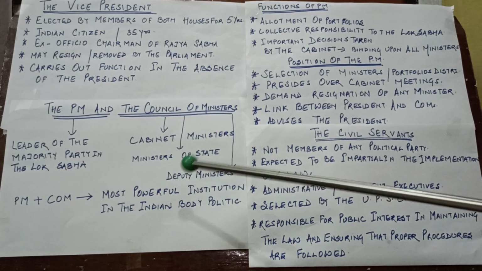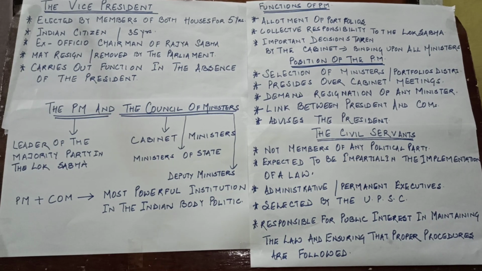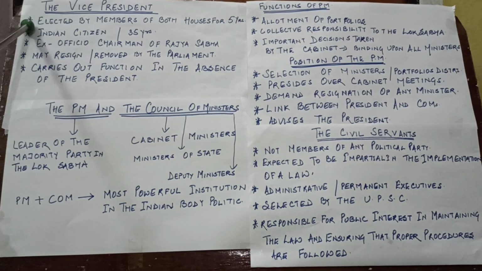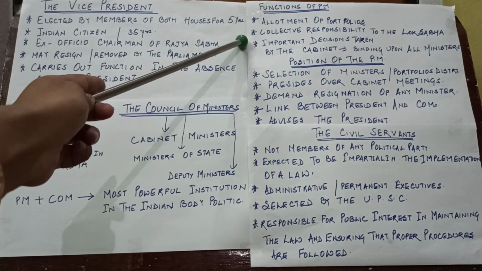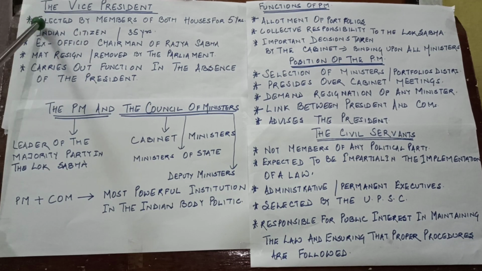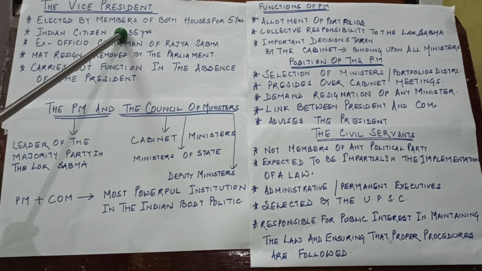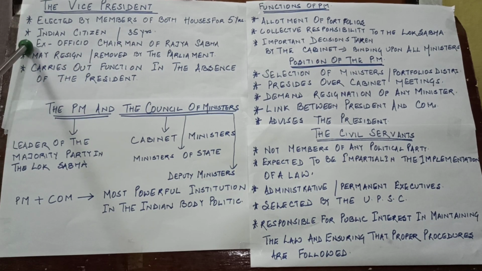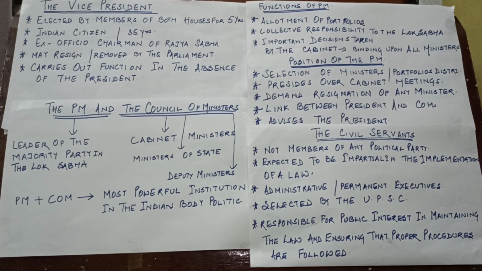Now, just a quick recap of whatever we have studied today. The Vice President is elected by the members of both houses of the Parliament for a period of 5 years. In order to become the Vice President, the person should be an Indian citizen above the age of 35 years. After being elected, he acts as an ex officio chairman of the Rajya Sabha.